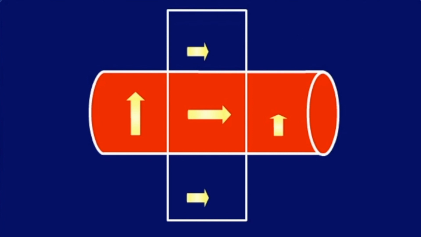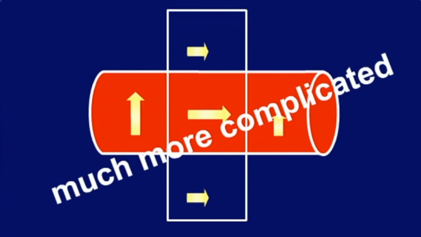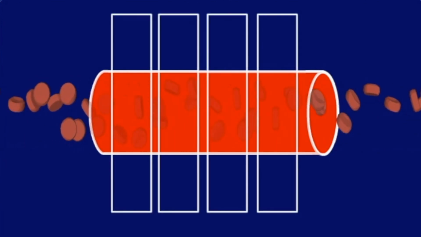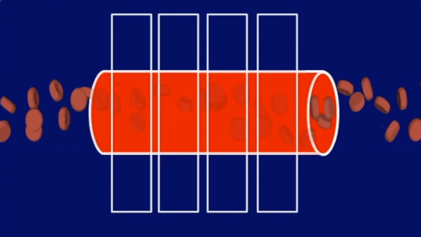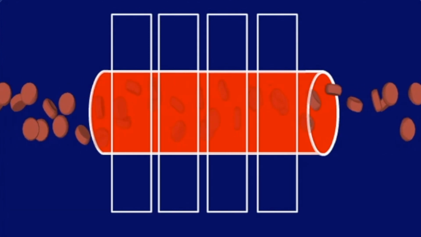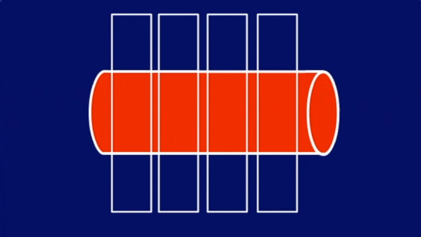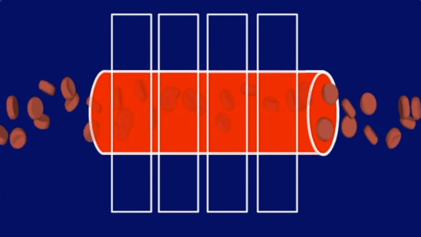The whole subject with signal strength and flow effects is actually much more complicated. For example, when you do multi-slice imaging, in other words, taking images of more than one slice at the same time, we'll hear about this technique later, the signal also depends on the direction of the flow.